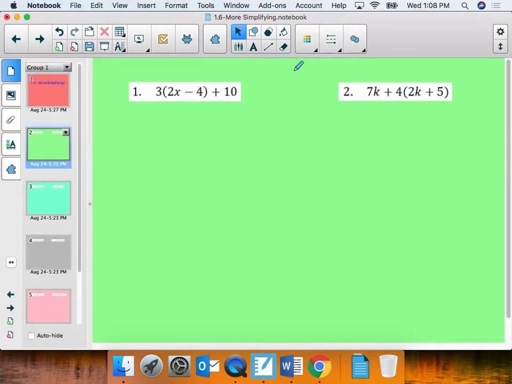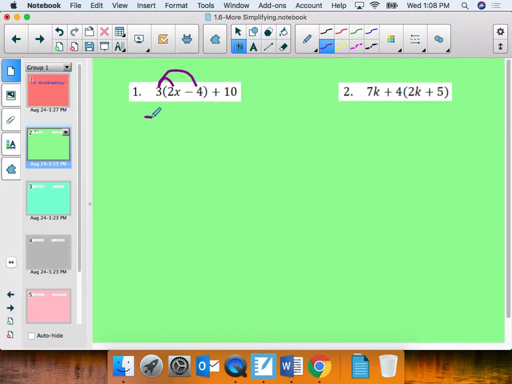If you look at the first problem here, we notice that we have distribution that's happening here, but then you also have an extra term out here in this plus 10. Because 10 is not in the parenthesis, it is not a part of what we are distributing to. So when we distribute, we are going to distribute 3 to here and to here, but the 10 is going to be untouched in this first round.